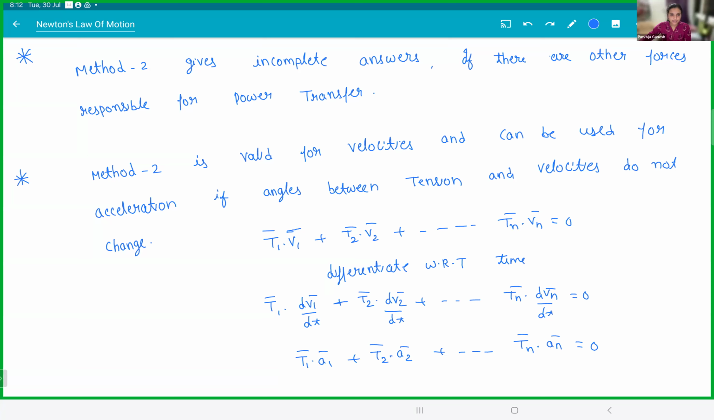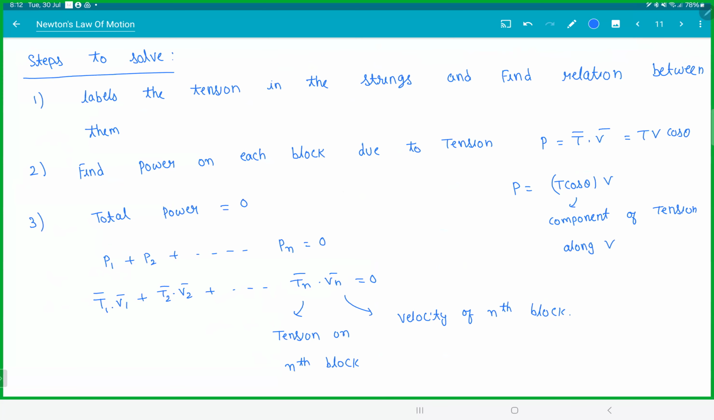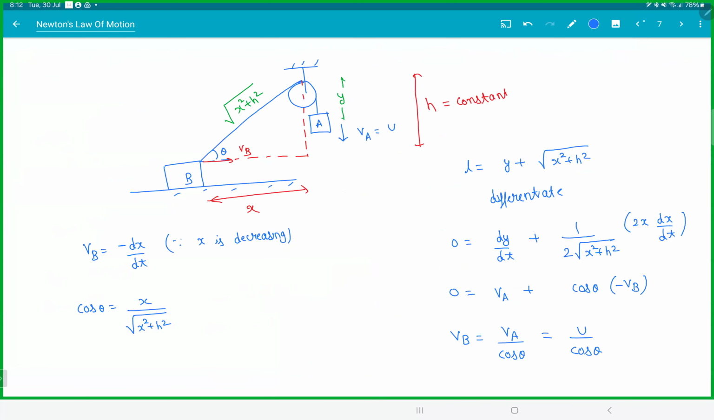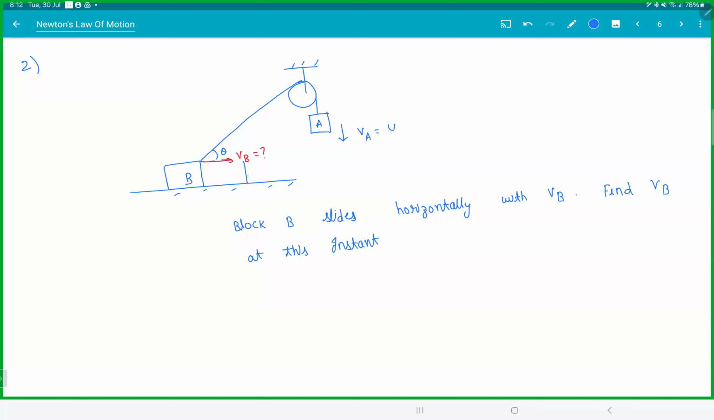Sir, the angles between tension and velocities do not change. What is the meaning of that statement? Here, look, when this block moves, when the block comes here, didn't the angle change? Yes, sir. That was there. That should not change. Okay, sir.